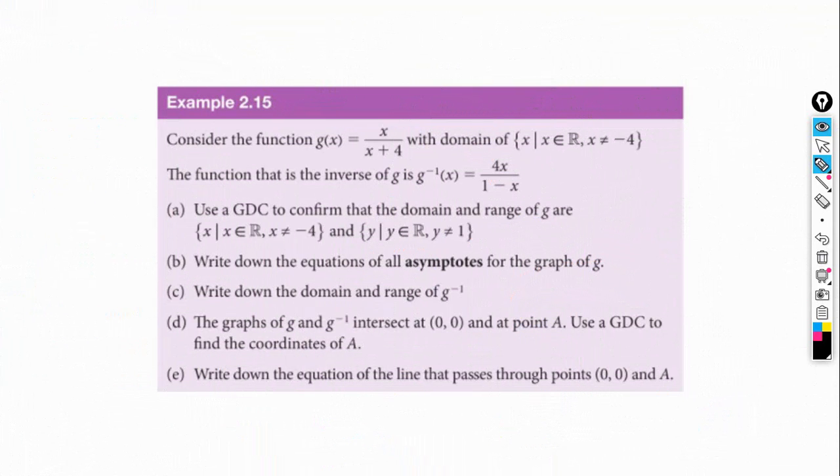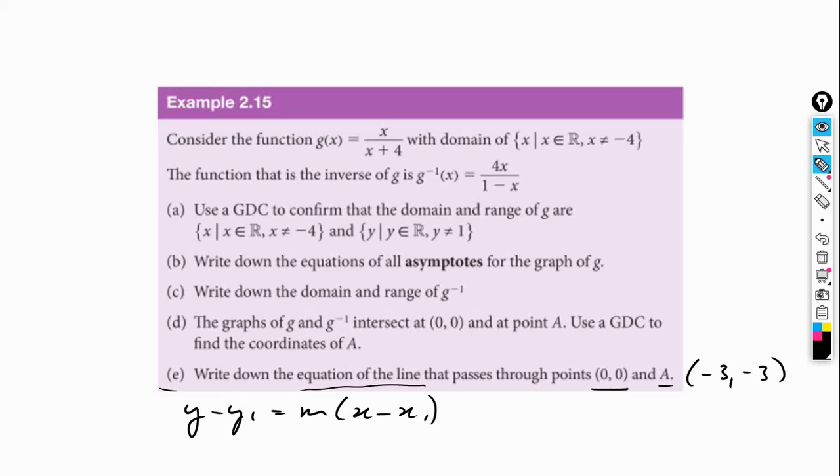Okay, so here we are finally on part E of example 2.15. And it says, write down the equation of the line that passes through points (0, 0) and A. So before we said that A is (-3, -3). Let's recall that an equation of a line can be found by using the point slope formula, which is y minus y1 is equal to m times x minus x1, where (x1, y1) is a point and m is a slope. So let's find the slope first.